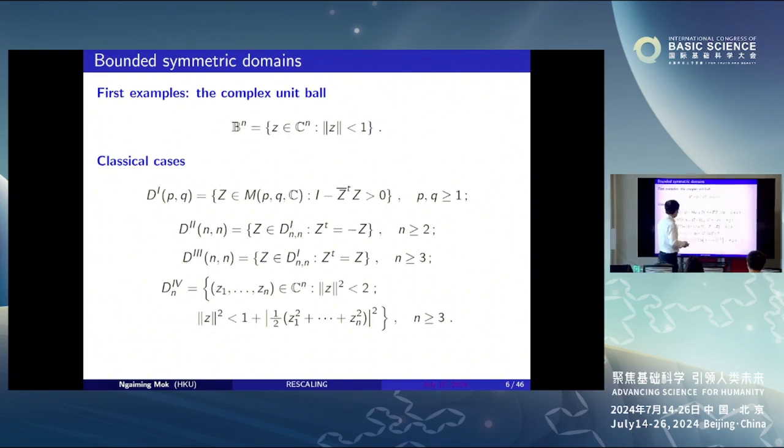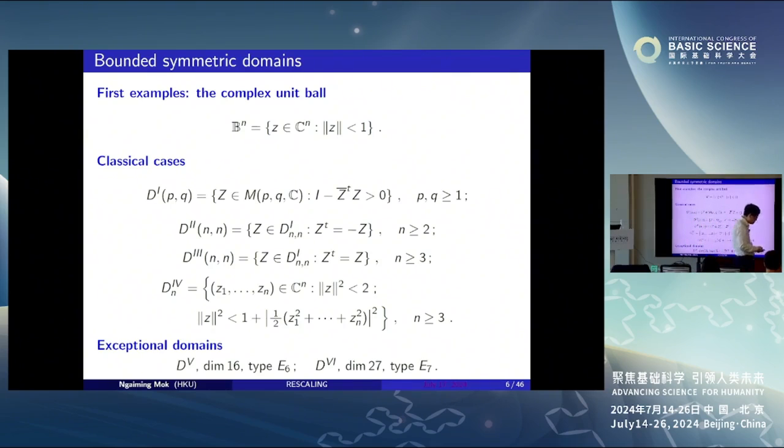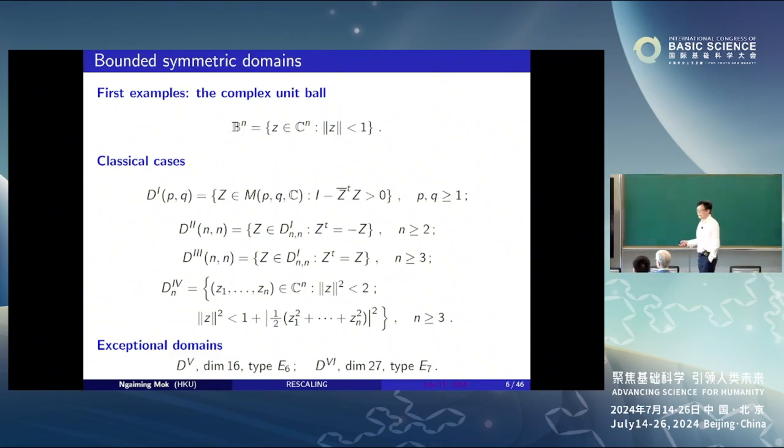And then there are 4 series of classical domains classified already by Élie Cartan. Those are the Riemannian symmetric spaces of semi-simple type, or with G simple in this case, which admit a compatible holomorphic structure. And there are 2 exceptional domains. These are the domains of dimension 16 and 27 pertaining to E6 and E7.